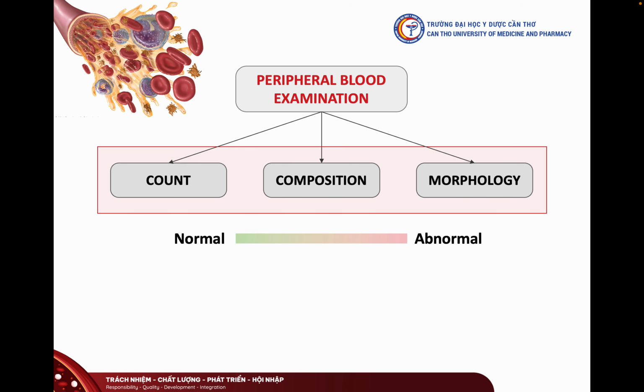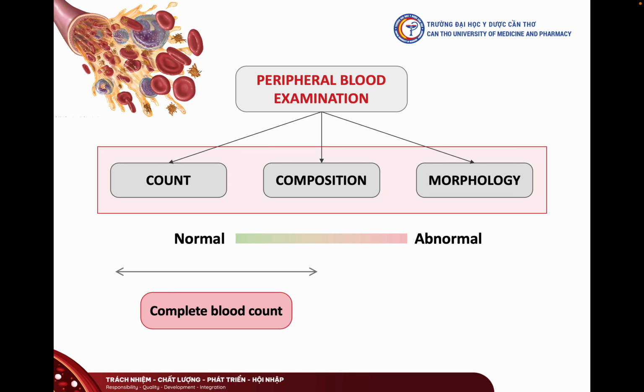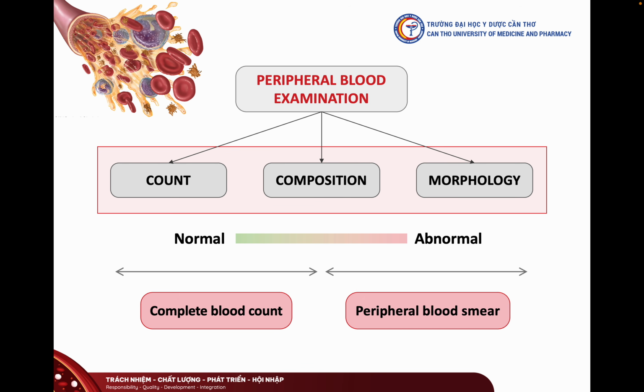So, the complete blood count, or CBC, is especially useful for assessing cell counts as well as the overall composition. Meanwhile, the peripheral blood smear allows us to examine the cell morphology and, more importantly, helps us to detect abnormal or unusual cells in the circulation, ones that the CBC alone might miss or misclassify. We will be coming back to some of those special cases later.